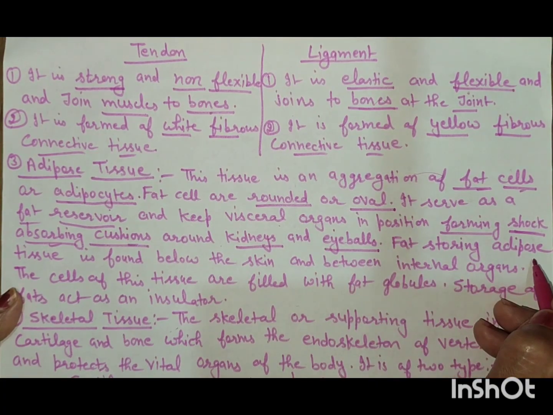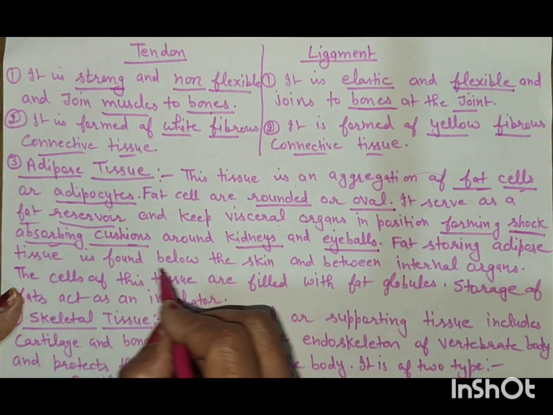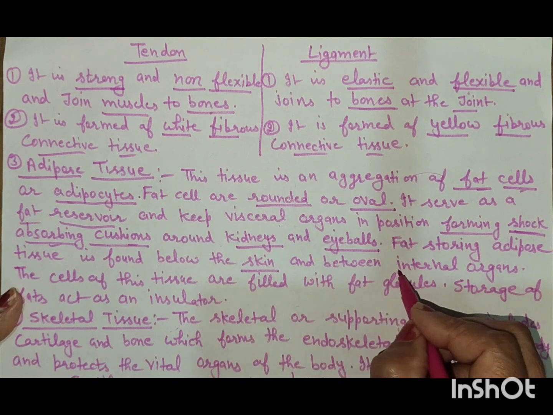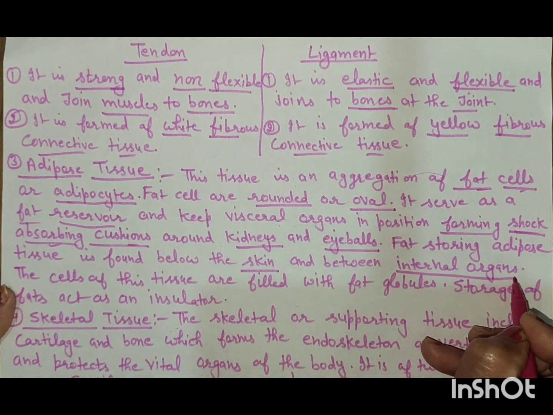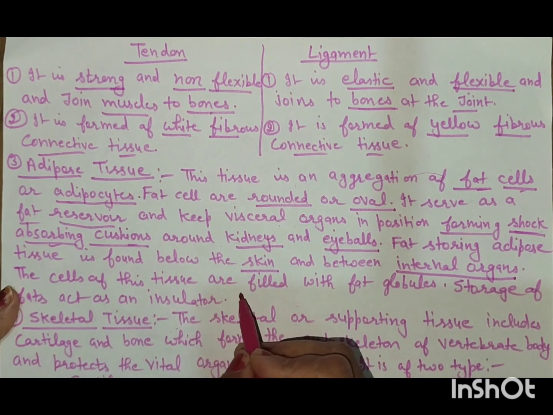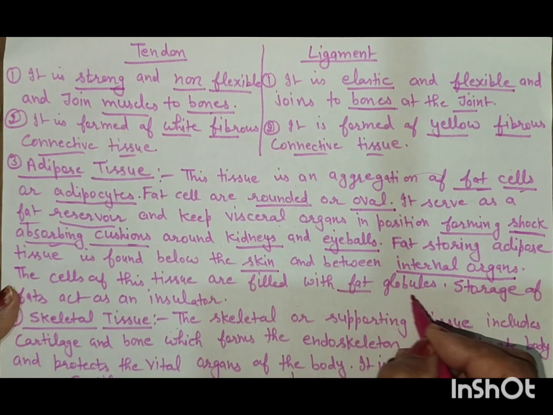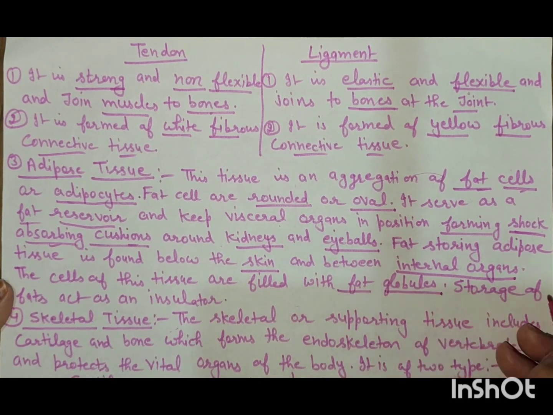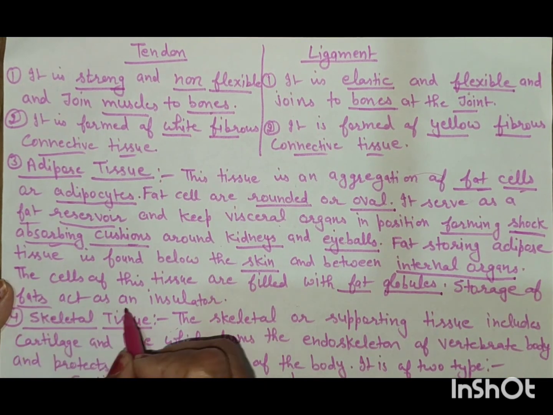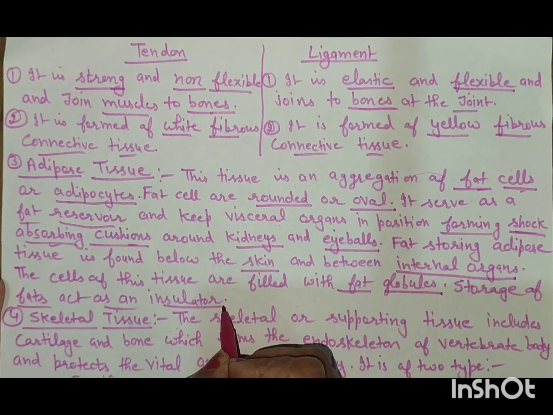Fat storing adipose tissue is found below the skin and between the internal organs. The cells of this tissue are filled with fat globules, and the stored fat acts as an insulator.